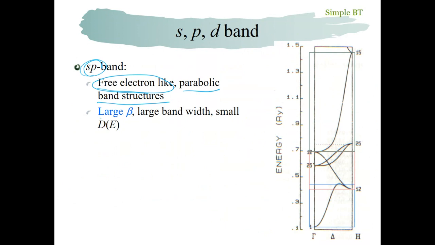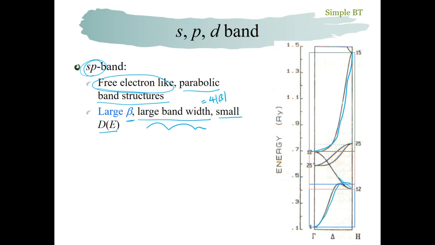And also, the beta means the hopping, and the beta value is usually large. That means they are easily hopping. They are moving around the atomic state. So large beta means large bandwidth, because the bandwidth, in the one-dimensional case, is four times the absolute value of beta. And also, the density of state has a small value. Okay, so this is the typical characteristic of the SP band.